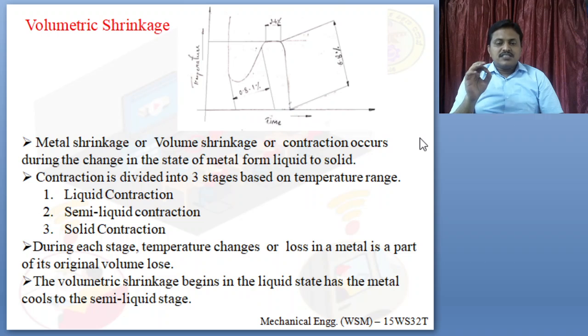The volumetric shrinkage begins in the liquid state as the metal cools to the semi-liquid state. ಅದೆಲ್ಲಿಂದ ಸ್ಟಾರ್ಟ್ ಆಗುತ್ತೆ, ಲಿಕ್ವಿಡ್ ಸ್ಟೇಟ್ ಇಂದ ಸ್ಟಾರ್ಟ್ ಆಗುತ್ತೆ. ಇಟ್ ರೀಚಸ್ ಅಪ್ ಟು ಸೆಮಿ-ಲಿಕ್ವಿಡ್ ಸ್ಟೇಟ್ ತನಕ ಅದು ಬರುತ್ತೆ. ಅಟ್ ಲಾಸ್ಟ್ ಯು ಕ್ಯಾನ್ ಫೈಂಡ್ ಅಟ್ ಎ ಸಾಲಿಡ್ contraction. So here you can see it starts from liquid, it comes to semi-solid, then it reaches solid. You can see there is a reduction in temperature and increase in time, reduction in temperature and increase in time. So this is what volumetric shrinkage is.